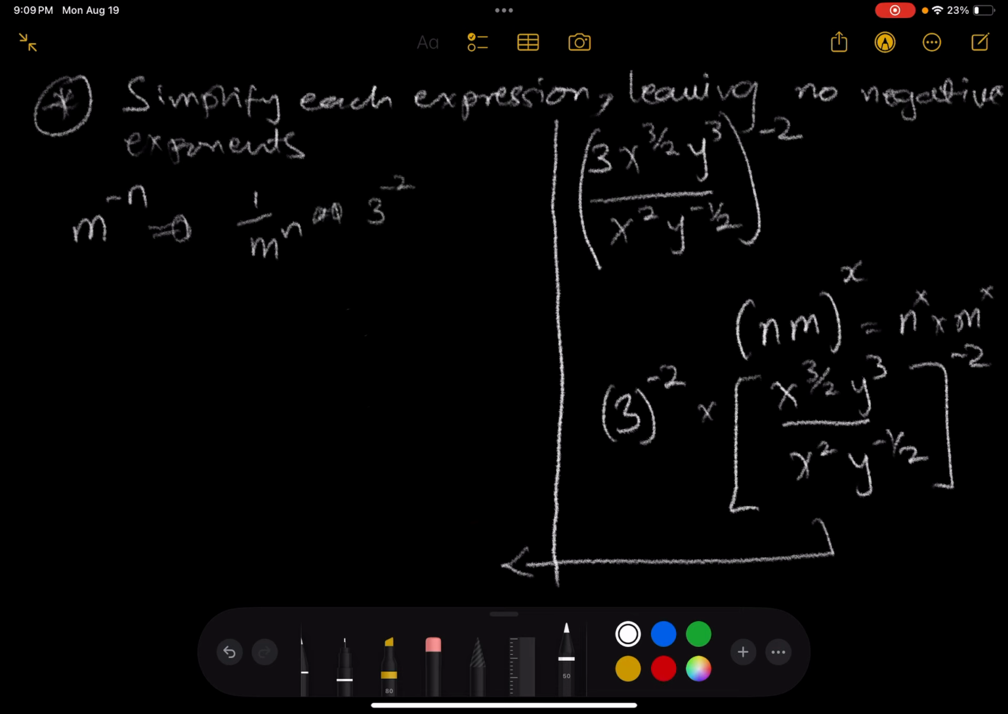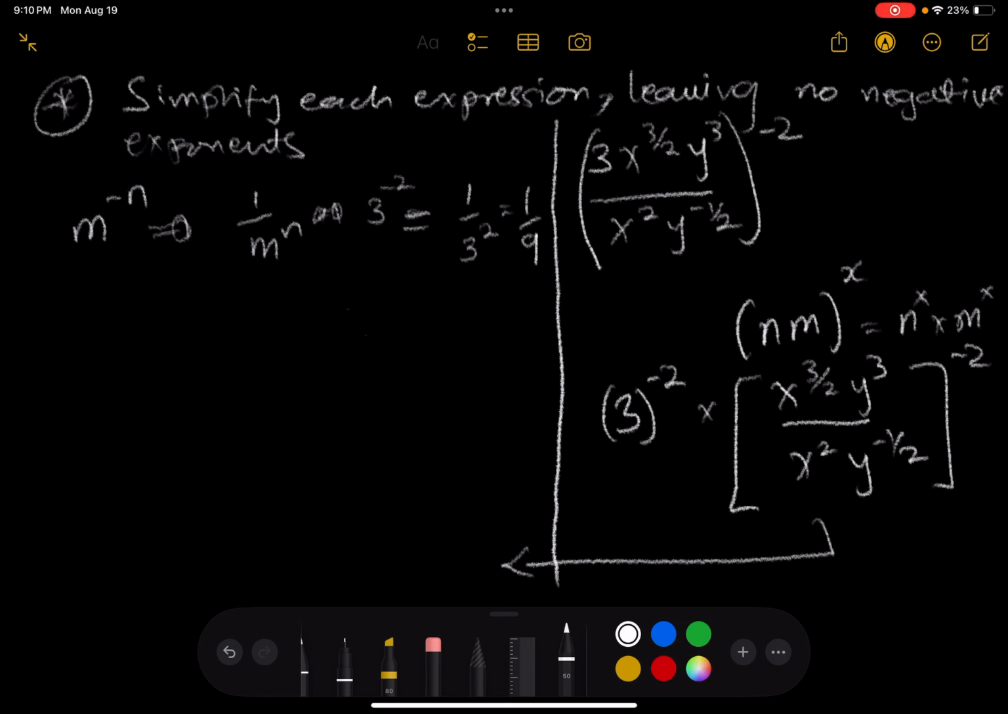The power becomes positive. So if I have 3 to the minus 2, this is equal to 1 over 3 squared, which is 1 over 9. So we know at least part of this expression that we're going to have a 1 over 9. Now let's continue with the other expression.